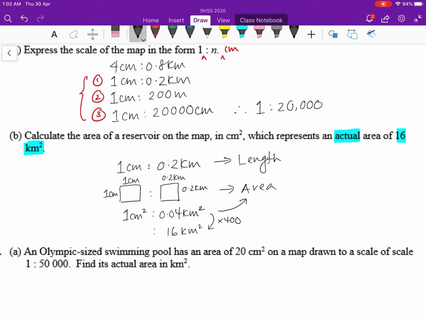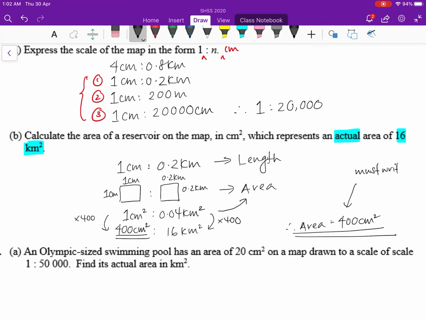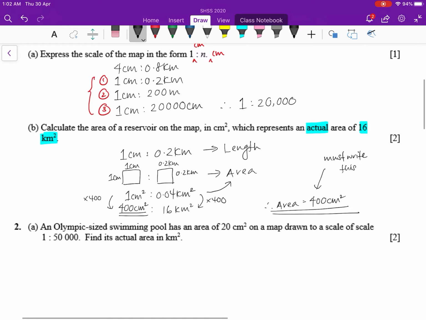So if it's times 400 on the right side, on the left side I also need to times 400, and my answer is 400 cm square. So therefore, the area of the reservoir on the map is 400 cm square. You must write this. You cannot leave your answer in the ratio form. Okay, you must write this. If you leave your answer in the ratio form, you won't be given any marks.